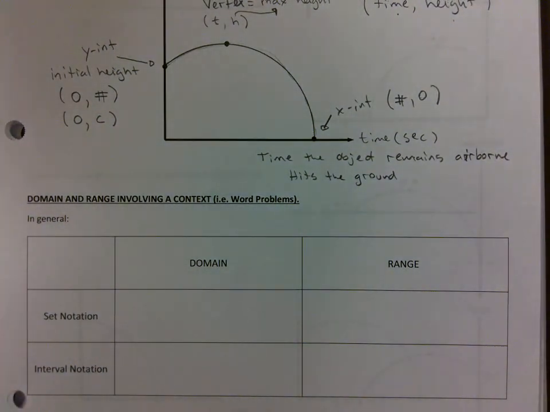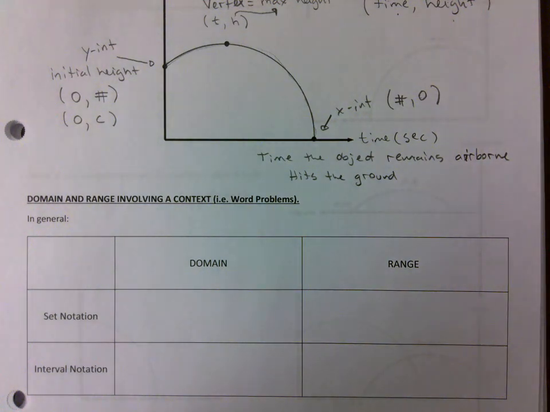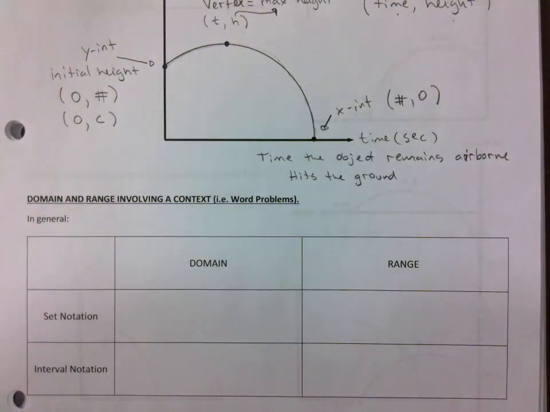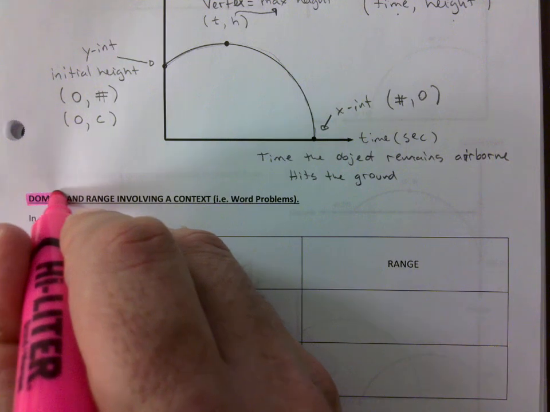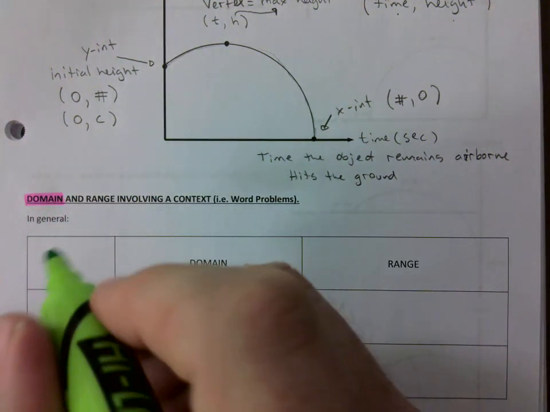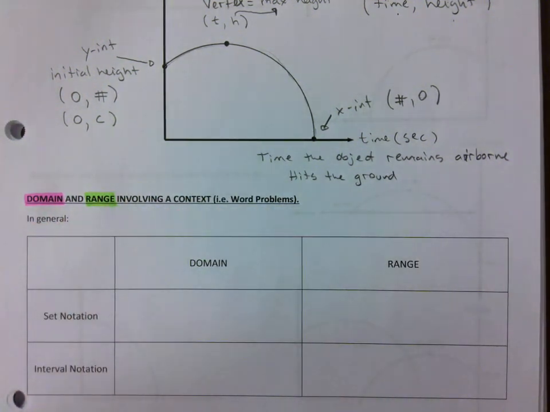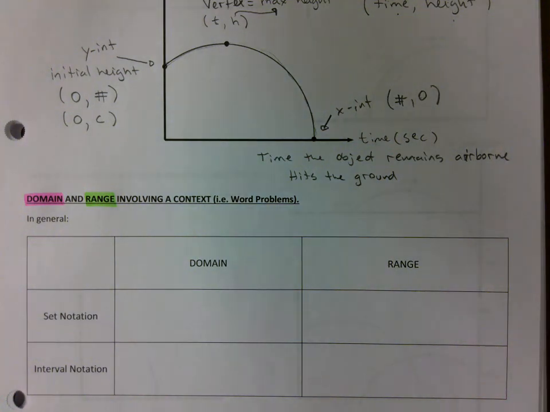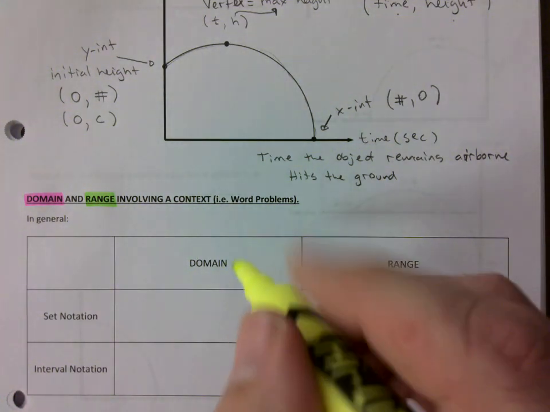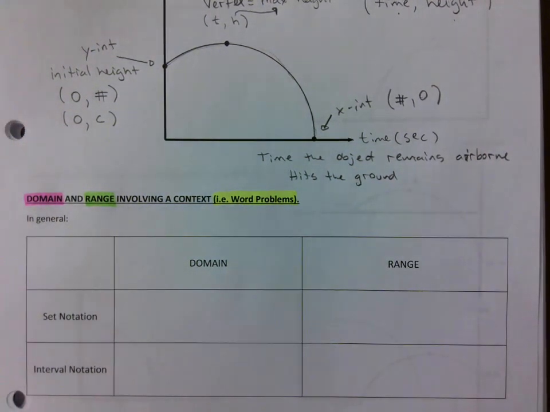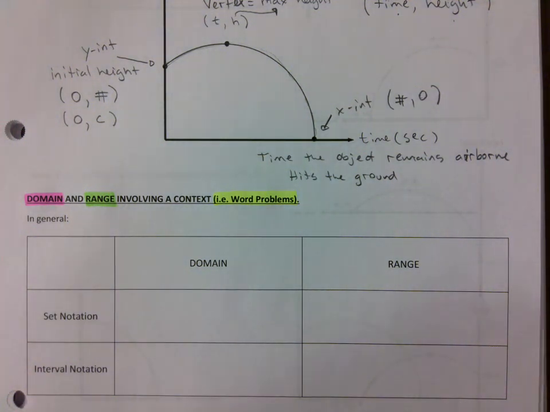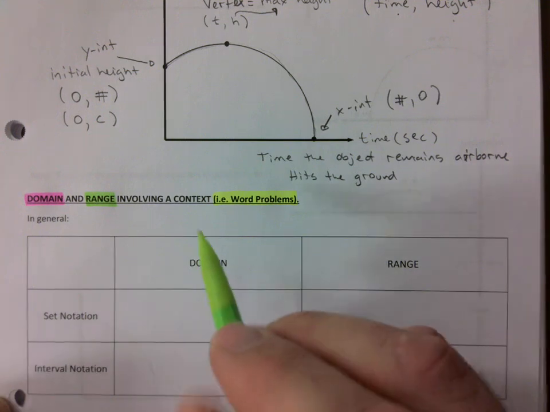So, domain and range. I'm going to use my two colors that I use for domain and range. I use pink for domain in this case and green for range. Okay, it doesn't really matter, whatever two colors. So there's a domain and there's the range when you have a word problem. So things are going to change here. And here you go. I'm going to write this down.